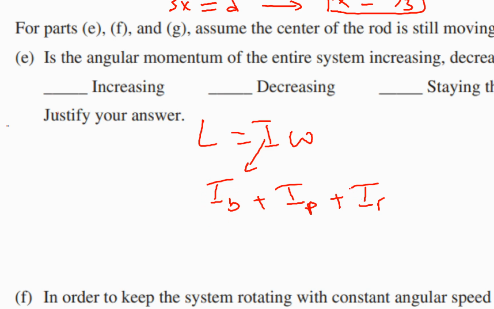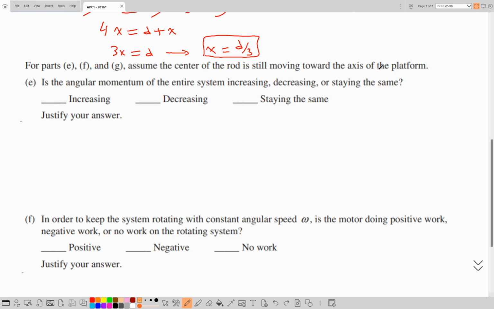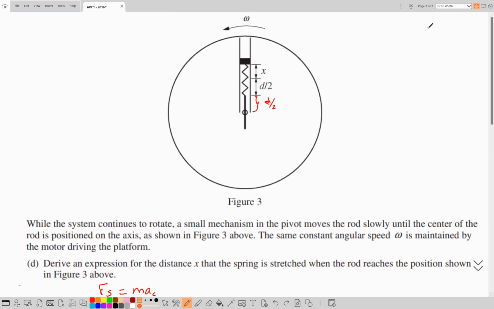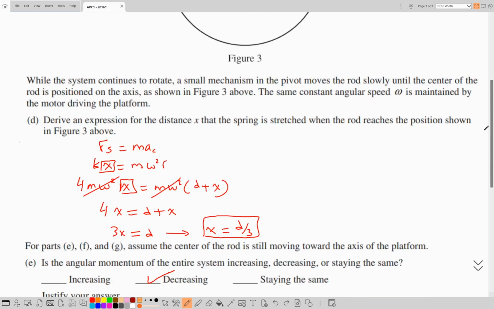Now what would happen also for I of the rod? Remember that the center of the rod in this case is still moving toward the axis of the platform, which means the mass of the rod is getting closer to the axis of rotation, which makes the rotational inertia decrease, which makes the angular momentum in this case decrease, taking into consideration that the mechanism of the motor is providing a constant angular speed.